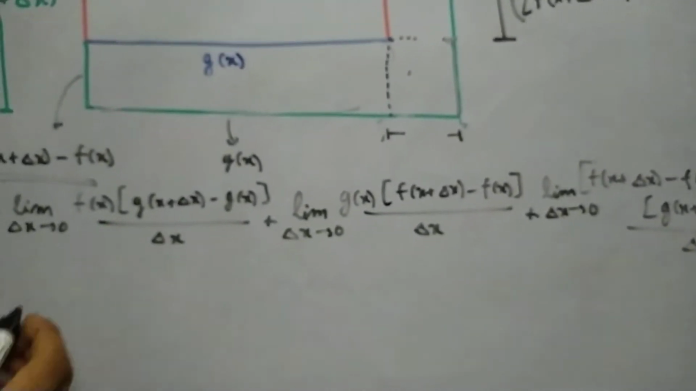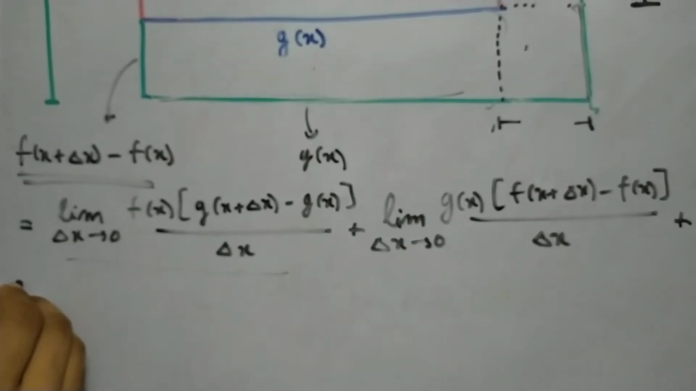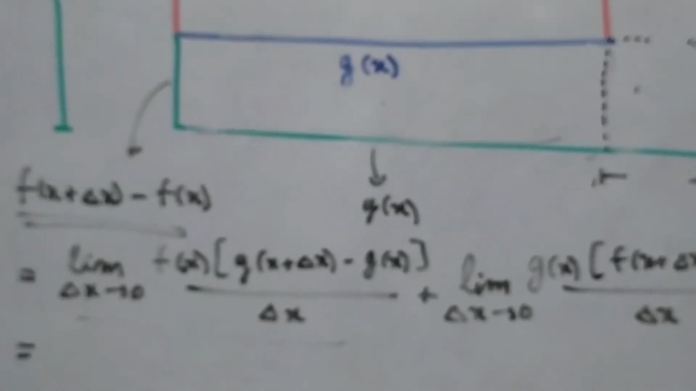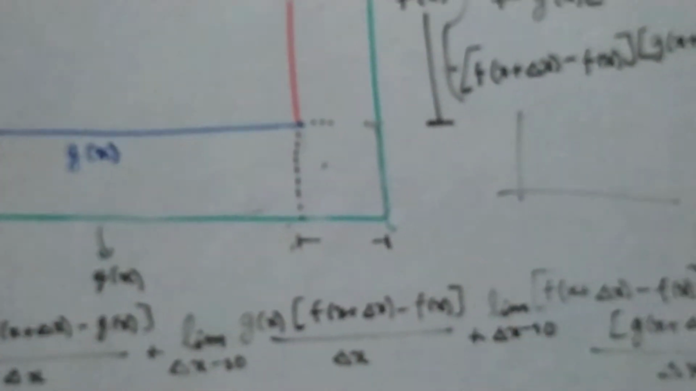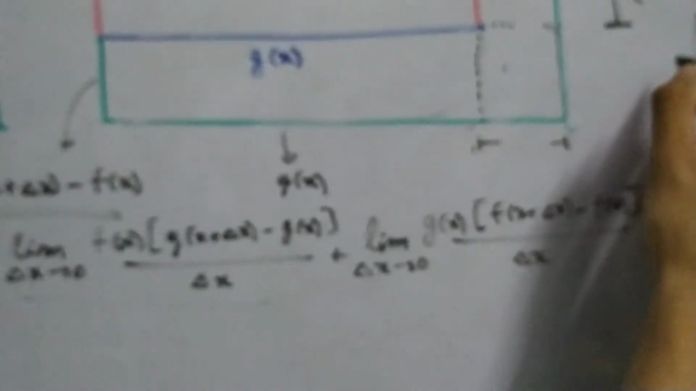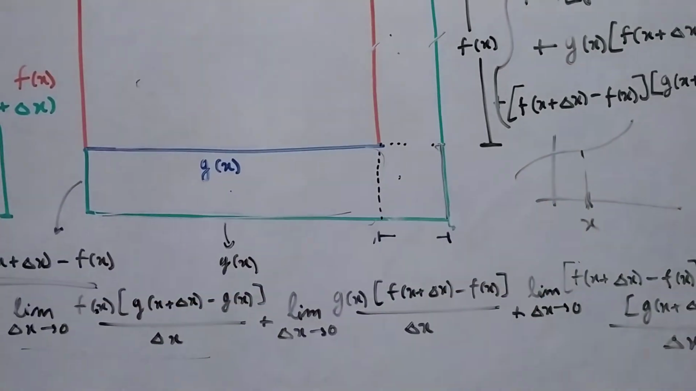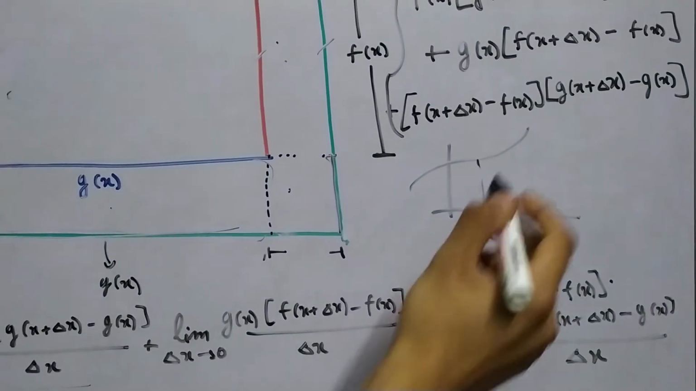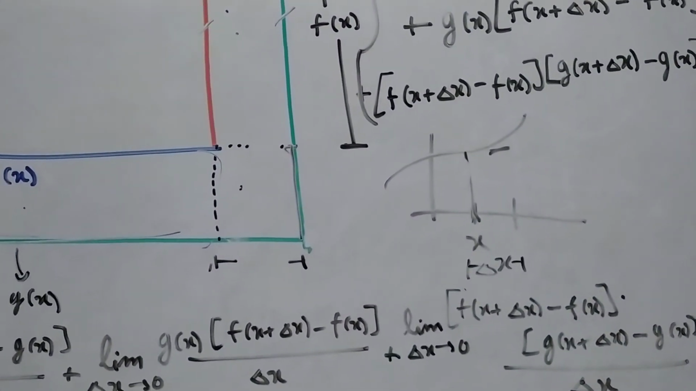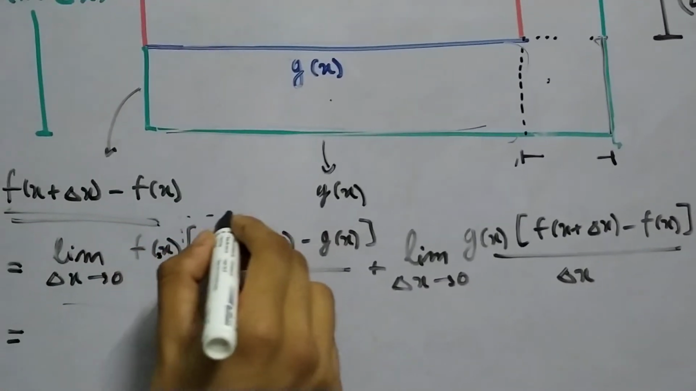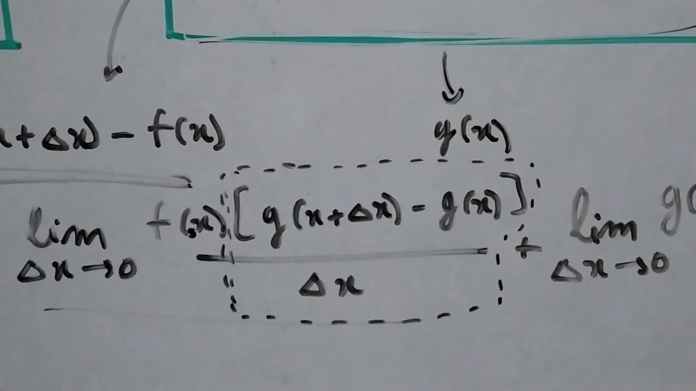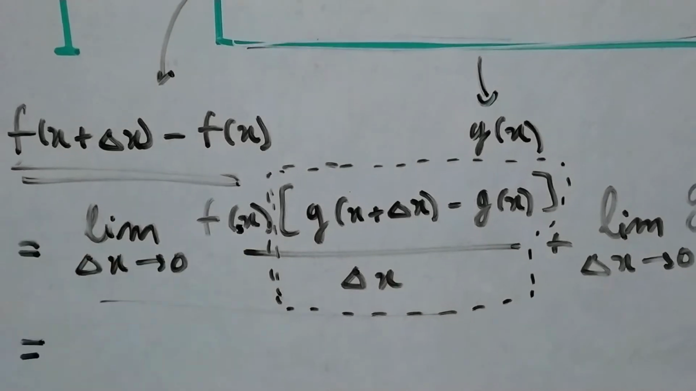Now we need to evaluate this term. In this term, your f of x will go outside the limit. When you are evaluating this, your x will be fixed, so your f of x will have a fixed value. It is your delta x that you will be changing. So we really need to evaluate this limit while treating your f of x as constant.